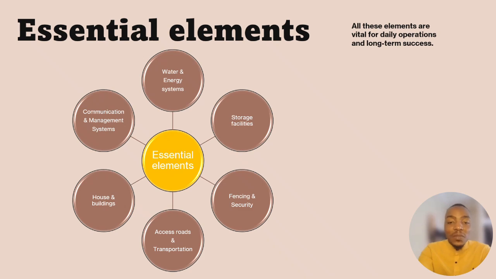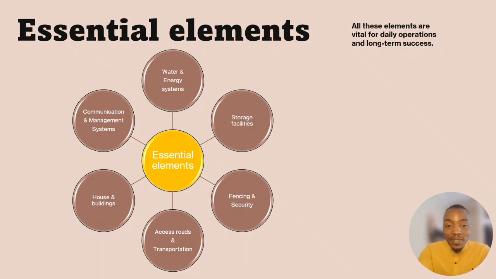Next, we have the energy systems. Basically, that can come in different forms. It can either be solar panels, power grids, or power generators. Basically, anything that's going to make sure that you have power so that your system remains productive and also safe.